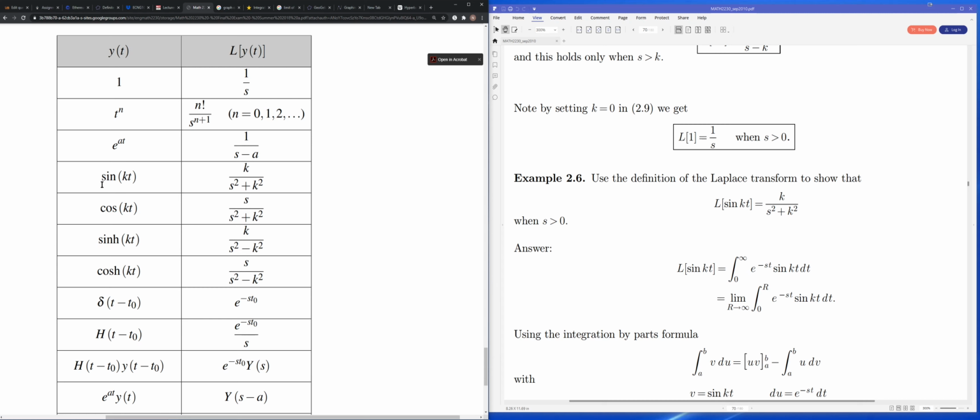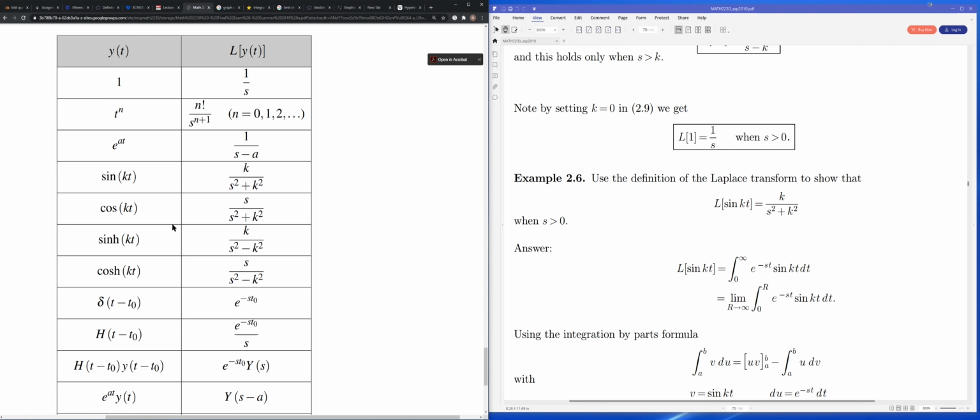So we saw that Laplace of sine kt is k on s squared plus k squared, and Laplace of cosine of kt is s on s squared plus k squared. So you have a similarity in these formulas. Now, hyperbolic sine of kt and hyperbolic cosine of kt also have a similarity in the formula. Hyperbolic sine of kt is k on s squared minus k squared, and hyperbolic cosine of kt is s on s squared minus k squared.